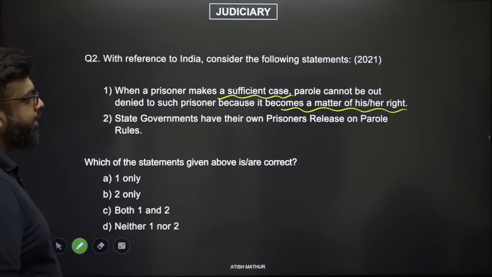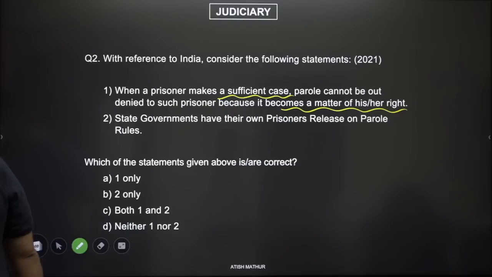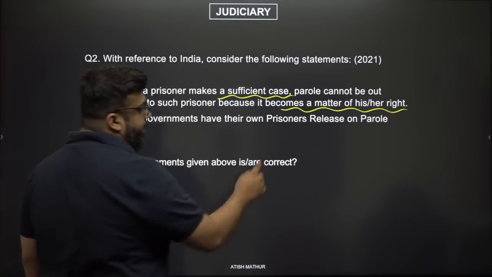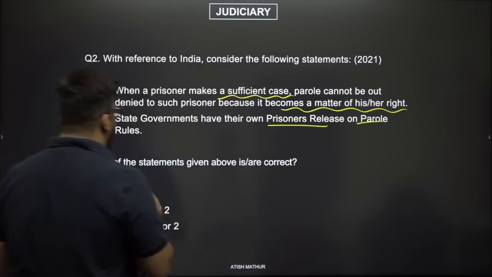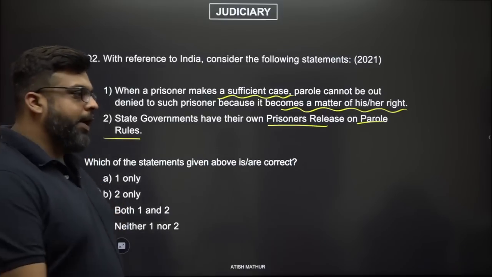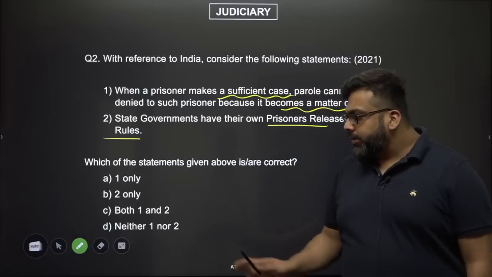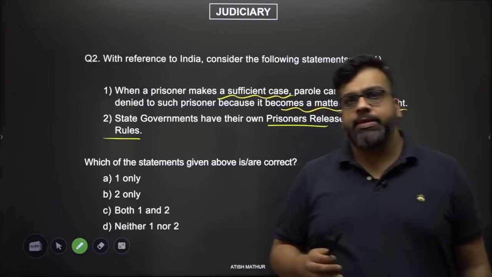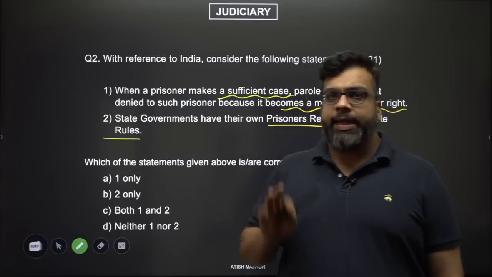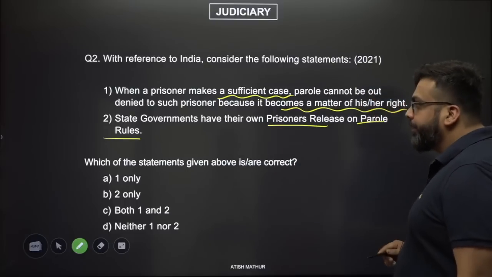State governments have their own prisoners release on parole rules, right? State governments have their own prisoners release on parole rules. Now, let us see if we can try to put some logic to this, because it is very difficult for aspirants to ordinarily have academic knowledge about this.